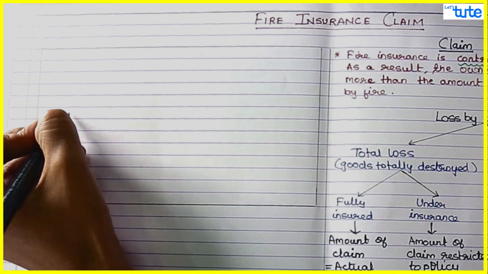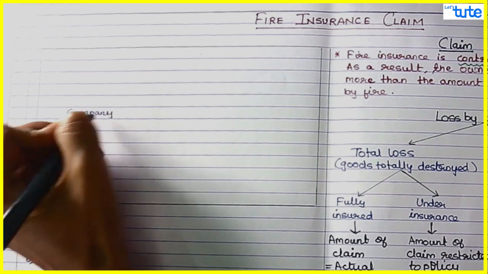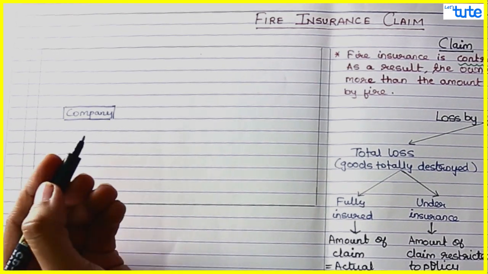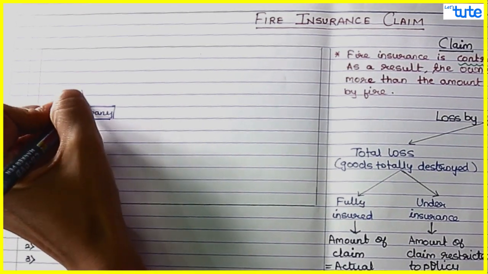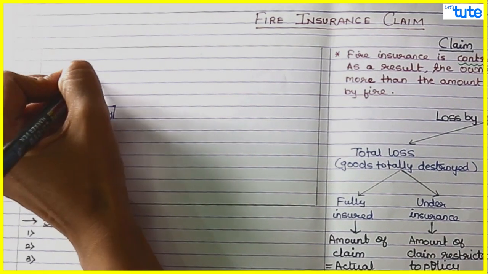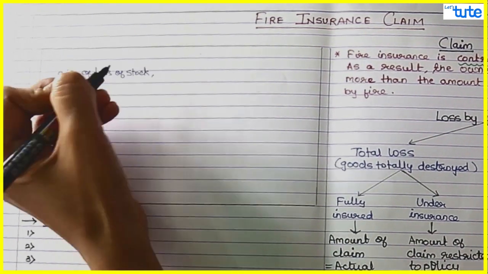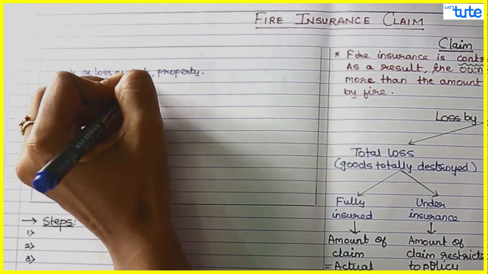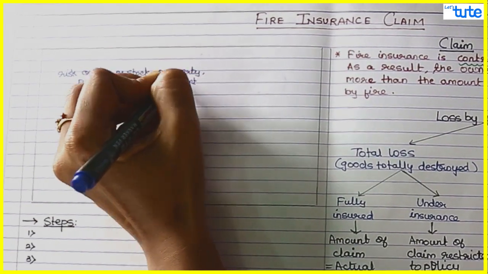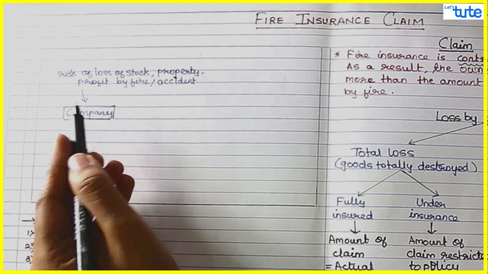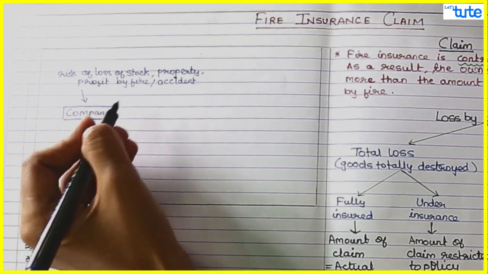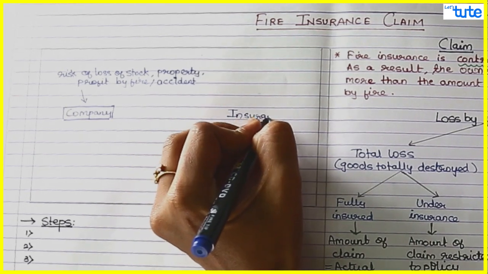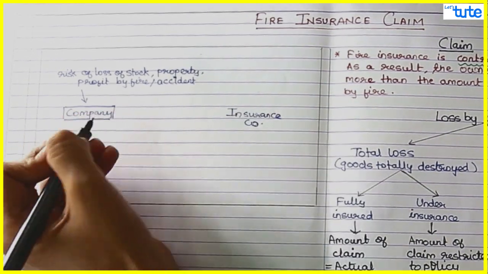Now for example, there is a company, any trading or manufacturing company. They always have a risk of loss of their stock or loss of their property due to fire accident. So they have a risk of loss of stock or any property, or it can be loss of profit by fire, or by accident or anything. Now to cover this loss, what does the company do? The company takes an insurance policy. So the company goes to an insurance company and takes the policy from this insurance company.